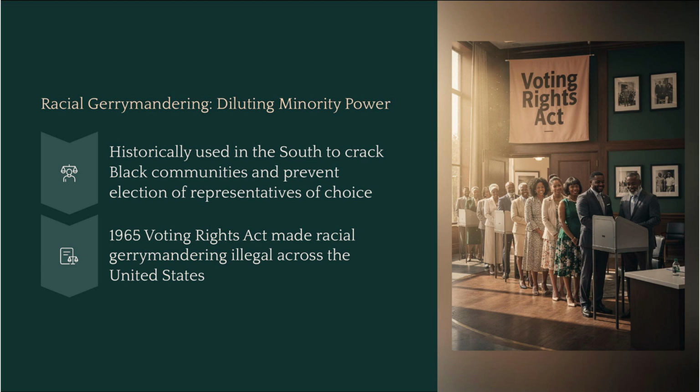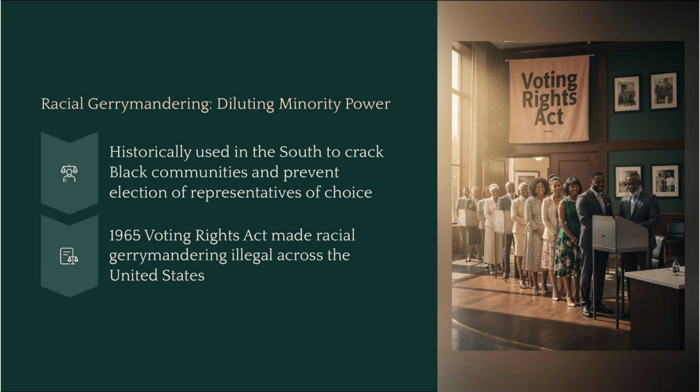For much of American history, these tools were used for a specific, sinister purpose: racial gerrymandering. In the American South, white politicians historically used cracking to slice up black communities. By dividing black voters across multiple white majority districts, they ensured that African Americans could never elect a representative of their choice. It was a way to maintain segregation in the halls of power long after it was banned in public spaces.